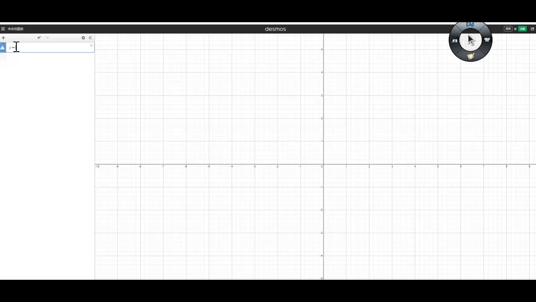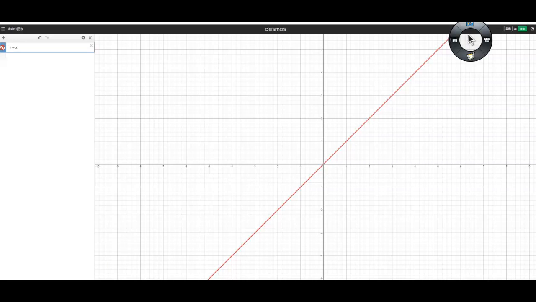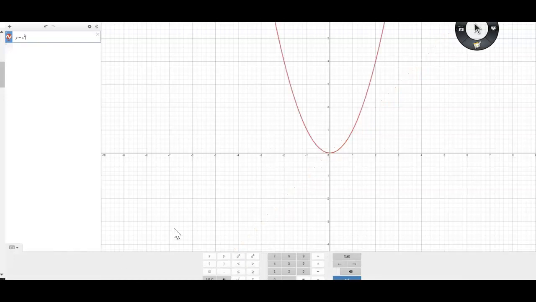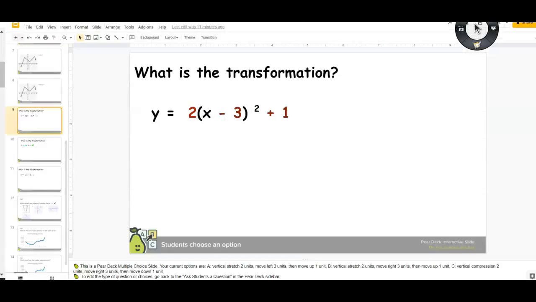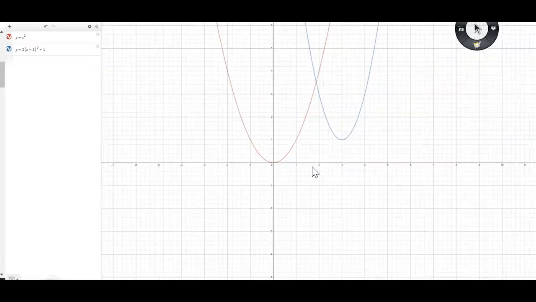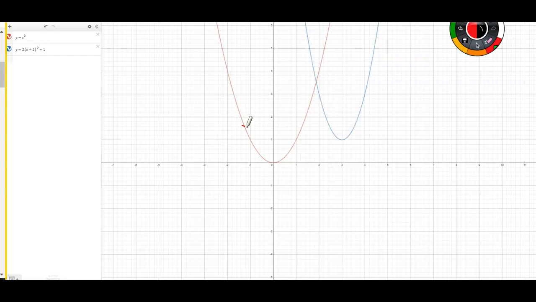The first one is the parent one, which is y equals x squared. Square is here on the bottom. Okay? And second equation is y equals, let's see what the equation is. 2 parentheses x minus 3 square plus 1. So you see these two graphs. The one right in the middle is your parent graph. Okay. And you're gonna move your parent graph to reach your baby graph and see the corresponding movement.